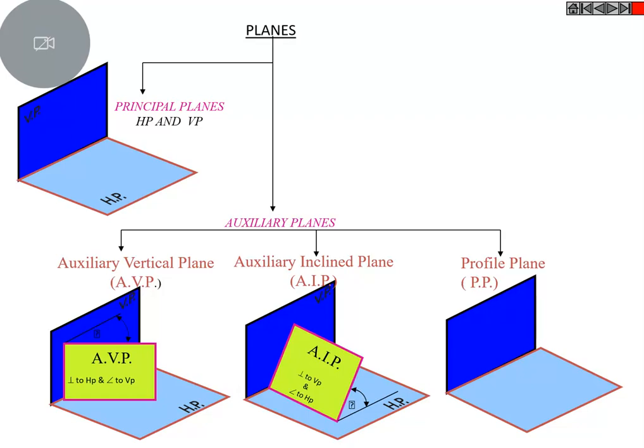Like this, you can take different planes, but you don't deal with the auxiliary inclined planes. You are going to deal with the principal planes, that is the horizontal plane, vertical plane, and profile plane, for generating the drawings. The profile plane is a plane perpendicular to both HP and VP. It is placed in this way to get the third view of the object.